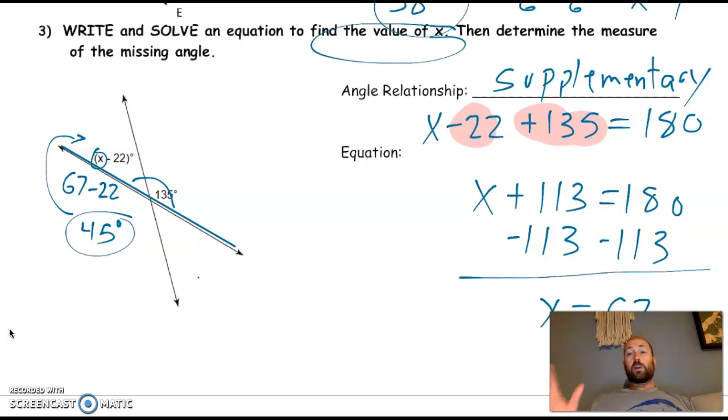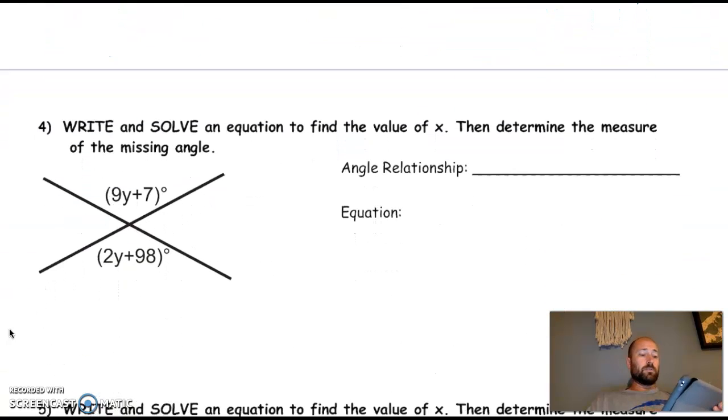Okay, so you're going to try a couple of these, just a couple on your own. First, you're going to identify the type of angle. 2, write an equation. 3, solve that equation. Okay, if it asks you for the measure of the missing angle, you're going to take that value for x and plug it back in. All right, let's give this first one a try.